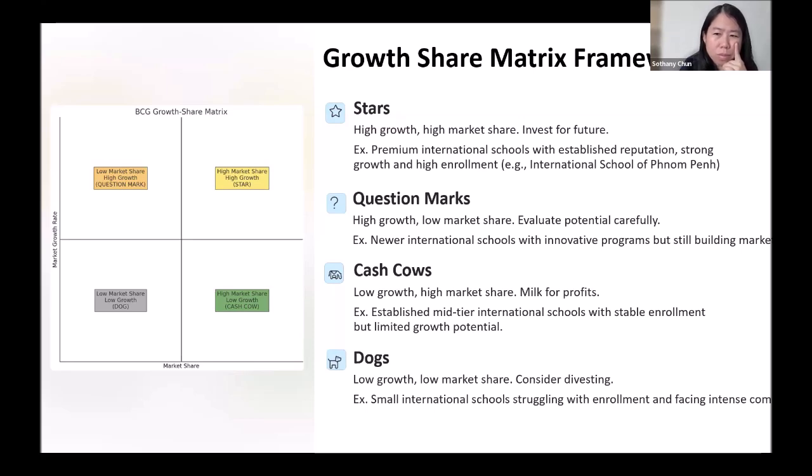So a lot of consultants also use this BCG growth share matrix to share information and give recommendations to businesses who want to create a new one. Next, please.